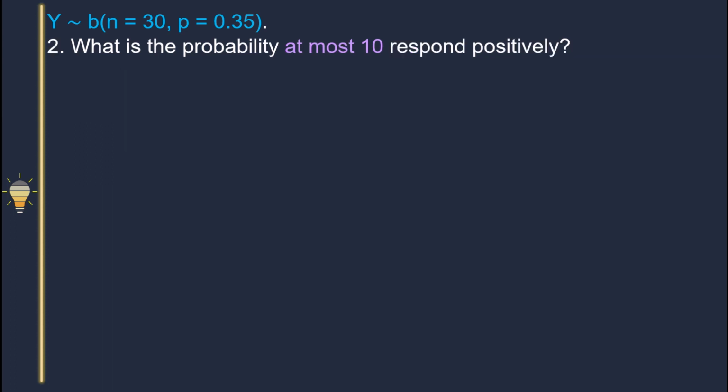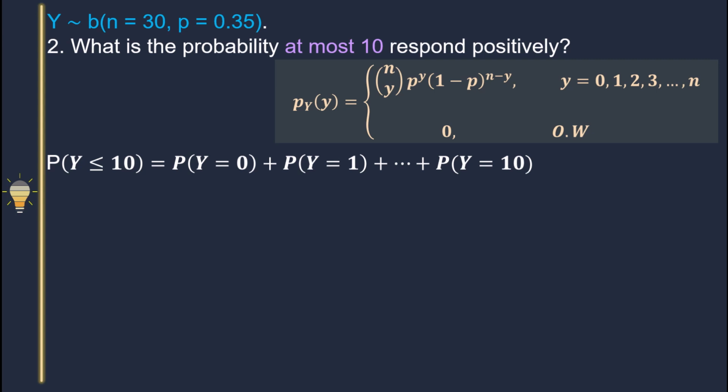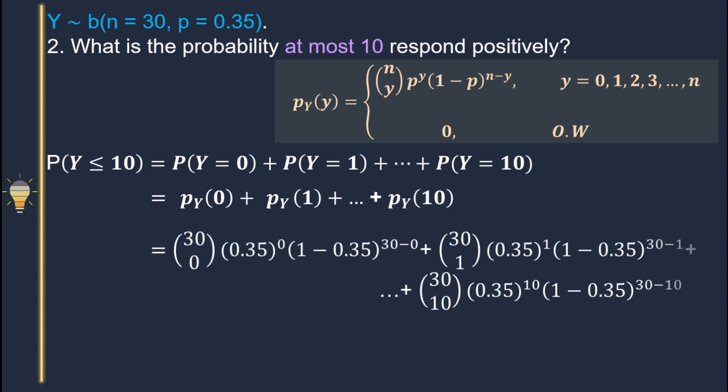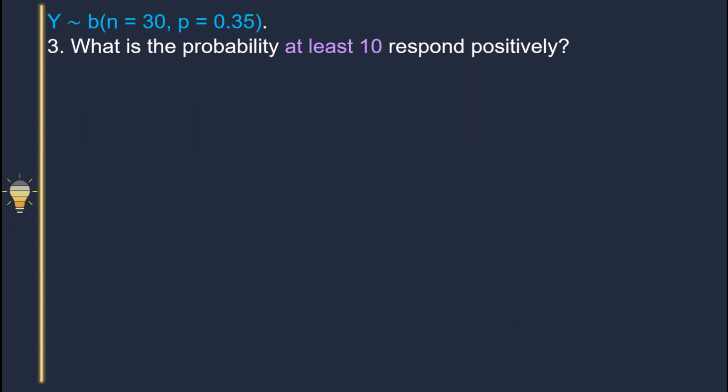The second one: what is the probability at most 10 respond positively? At most 10 means probability Y less than or equal to 10. Then first we need to find the Y values. Y less than or equal to 10 means Y goes from 0 to 10. We need to find the probability for each part and add them together. As an example, find the probability for Y equals 0, then for Y equals 1, continue until 10, then add them together. So I can show it like this, then plug in the numbers and simplify. That is 0.508.